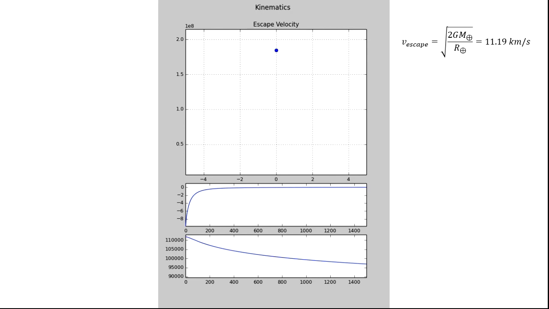If the ball travels from the surface of the Earth at a faster velocity than the 11.19 kilometers per second escape velocity, it would keep going, and as Buzz Lightyear might say, to infinity and beyond. This gives you some sense of the kinematics of objects traveling away from a gravitational field.